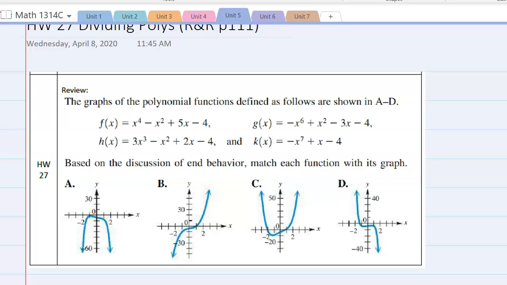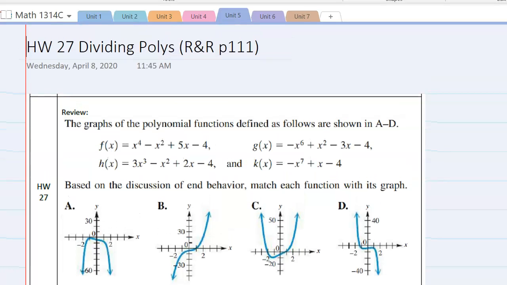A quick recap about end behavior is that if the dominating or leading term has an even exponent, the end behavior will have both the left and the right ends of the graph going in the same direction. If the dominating or leading term has an odd exponent, the end behavior will have two ends of the graph going in opposite directions.